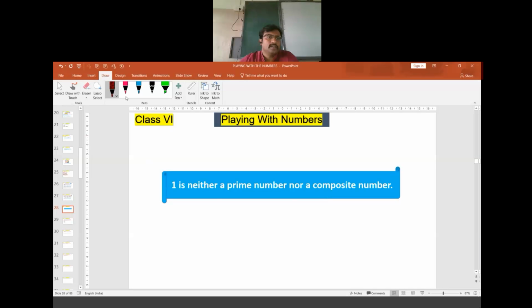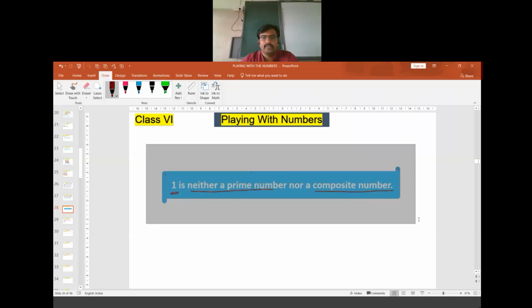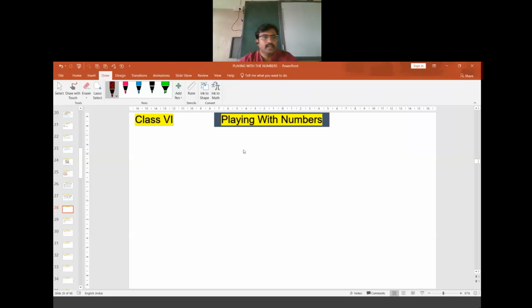So this concept should be known to you. 1 is neither a prime number nor a composite number. 1 is a special number. 1 is neither a prime number nor a composite number. If I give a set of numbers, can we identify the odd numbers and the composite numbers?